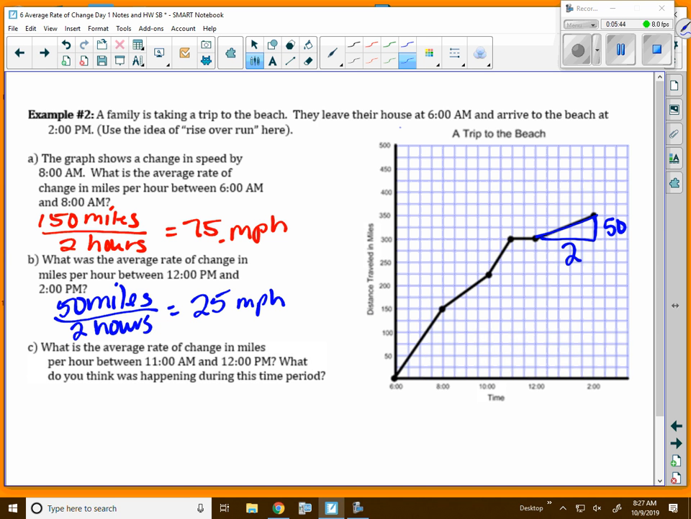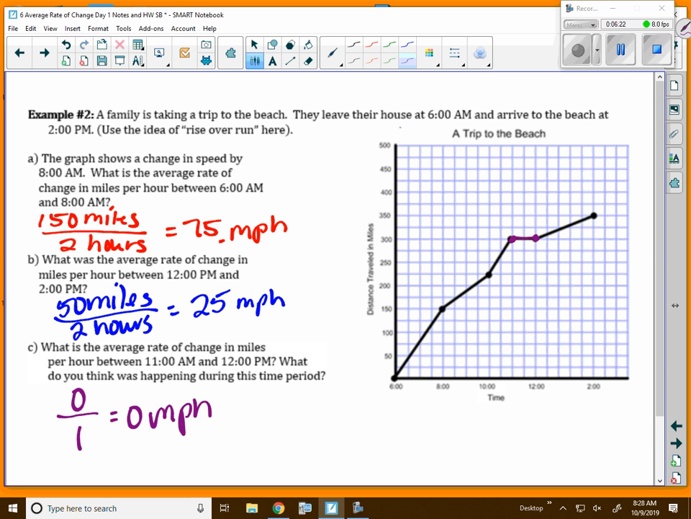Part C, what is the average rate of change in miles per hour between 11 a.m. and 12 p.m.? So 11, right here, and 12. Interesting question. Okay, what is it? 0 miles. Okay, think about rise. Our rise is 0, correct? Okay, our run is 1. So that's 0 miles per hour, because 0 divided by any number is just 0.